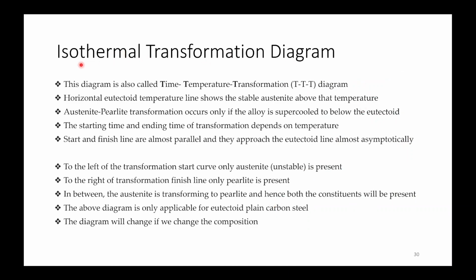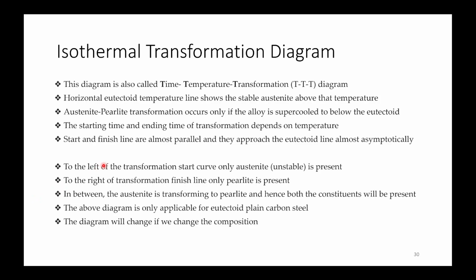Now this diagram is also called the time temperature transformation diagram. Here the horizontal eutectoid temperature line shows stable austenite above the temperature, and austenite to pearlite transformation occurs only if the alloy is supercooled to below the eutectoid temperature. The starting time and ending time of transformation depend on temperature. The start and finish lines are almost parallel, and they approach the eutectoid line almost asymptotically.